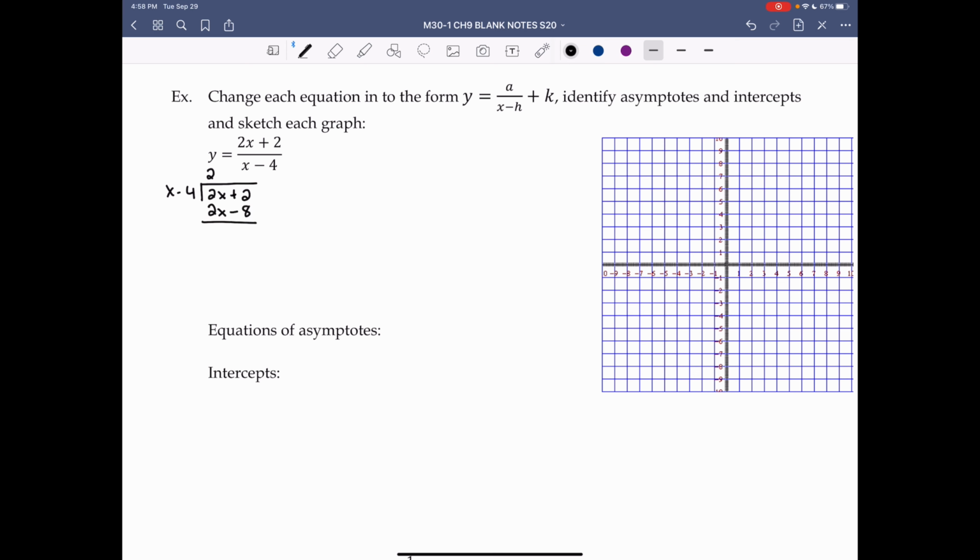Then I subtract. 2x minus 2x is 0, so that's gone. 2 minus -8 is 2 plus 8, which is 10. Which then gives me, I still have a remainder of 10. This is called the remainder.